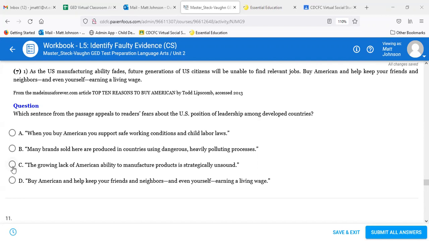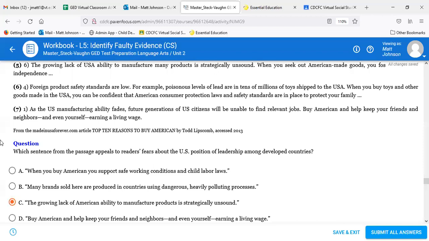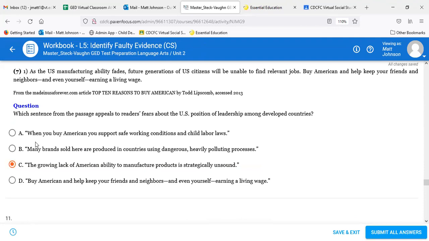It's C, the growing lack of American ability, right? So it's strategically sound to have manufacturing, so that we can manufacture our goods here in the United States. That makes us less reliant on foreign countries. So we can maintain that leadership role among developed countries as long as we maintain our manufacturing. C.